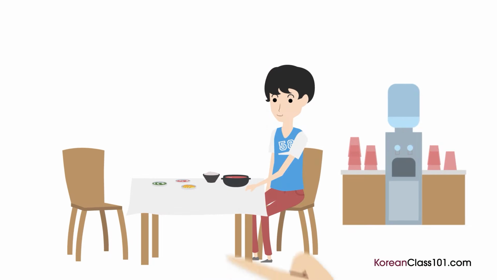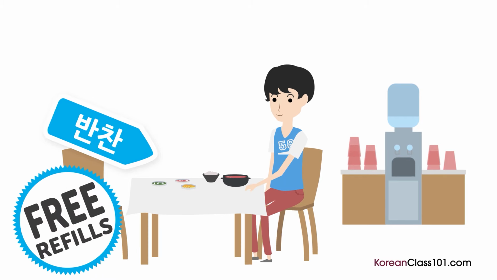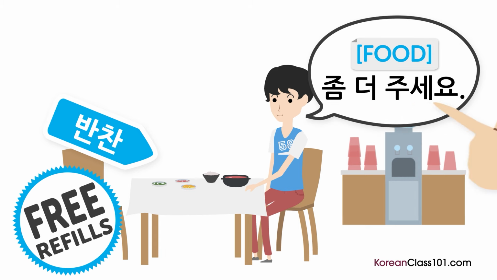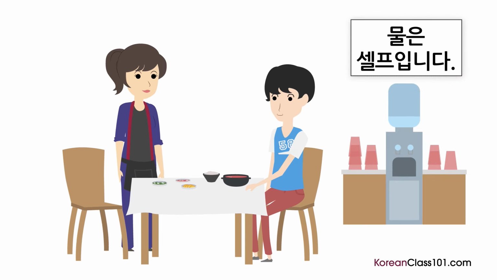Most dishes are served with a serving of rice and assorted side dishes for free. These side dishes are called 반찬. They can be refilled for free. You can get more by saying the food name and 좀 더 주세요. For example, if you need more kimchi, you can say 김치 좀 더 주세요. Please give us more kimchi. If you need a bottle of water, say 물 좀 더 주세요. It means please give me a bottle of water. Sometimes restaurants have a sign that says 물은 셀프입니다. This literally means water is for self-service. They post it to say you should pour your own water, so look around first for the sign before you ask them to bring water.